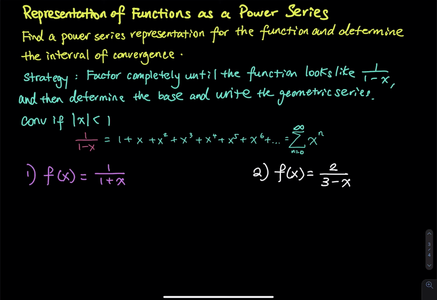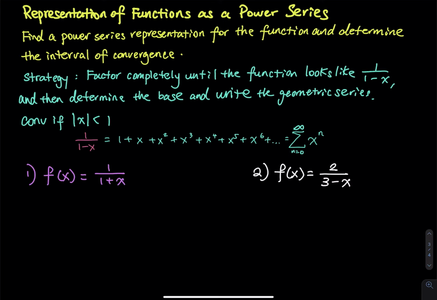Find a power series representation for the functions given below and determine the interval of convergence. So the strategy in this type of problem is we factor the function completely until the function looks like 1 divided by 1 minus x, and then we determine the base and write the geometric series. The geometric series is convergent if the absolute value of the common ratio, which is x, is less than 1.